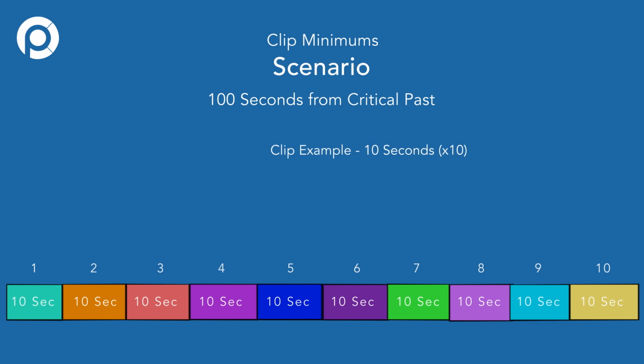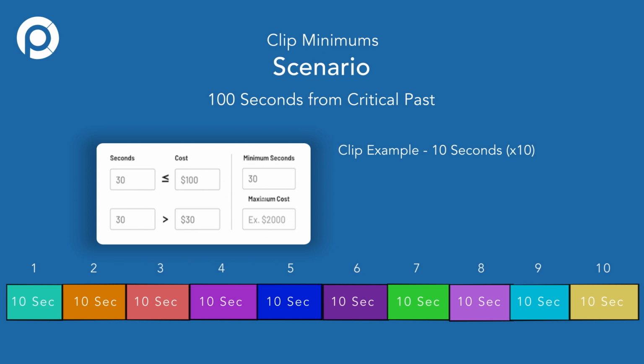For the first 30 seconds, the price was $100 per second, but each clip was only 10 seconds, so the total cost should have been $1,000. But wait, we forgot about one thing. We have a minimum seconds applied, so we actually have to pay for 30 seconds of this clip, which pushes up the cost to $3,000 for this one clip. We will multiply that by 10 to get to the total number of the 100 seconds that were used, and just like that, we're at $30,000.